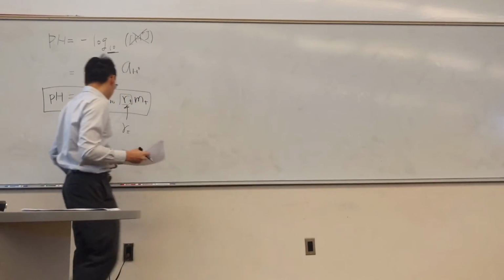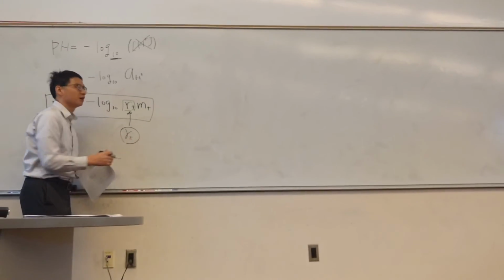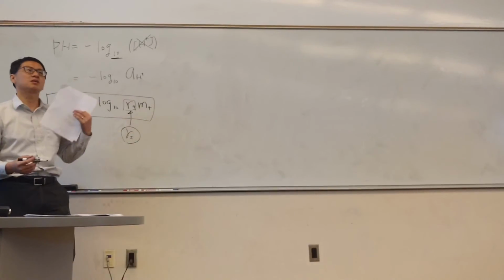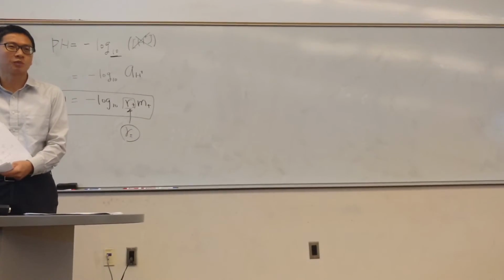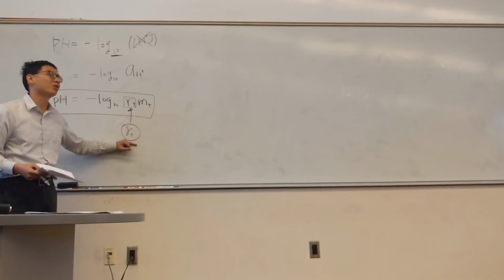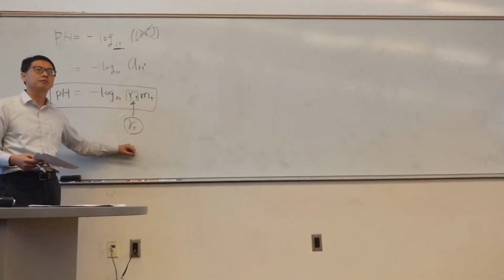And every single time you see this gamma plus minus, you need to ring a bell. If I want to get this, I use the Debye-Hückel limiting law. If the gamma plus minus is not given in the question, I need to calculate it using the Debye-Hückel limiting law. Clear?